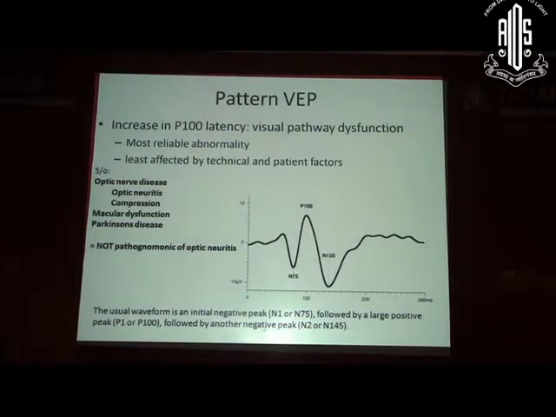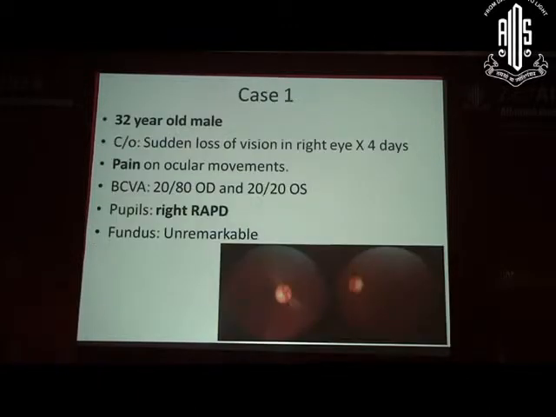The important thing we're looking at is an increase in the latency. That is showing us a visual pathway dysfunction. It is the most reliable abnormality and would be the least affected by technical and patient related factors. It is suggestive of major optic nerve disorders and really is not pathognomonic of optic neuritis. Of course it's most used in optic neuritis, but can be seen in compression, macular dysfunctions, even in a lot of neurological problems, particularly Parkinson's disease. So that's what you are looking for, the latency of a pattern VEP.